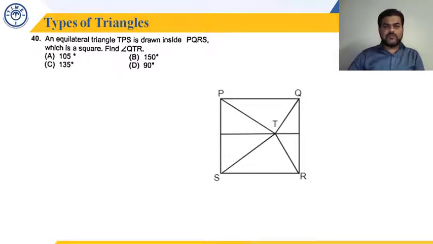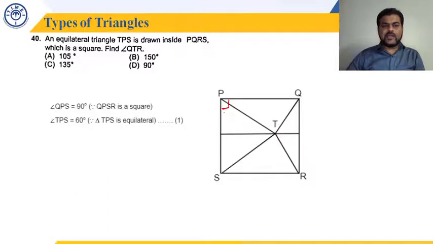Triangle PTS is an equilateral triangle and PQRS is a square. So angle QPS is 90 degree, right? This must be 90 degree because this is a square, so each angle is 90 degree. And angle TPS is 60 degree because it's an equilateral triangle. Similarly, this is also 60 degree. And this entire angle is also 60 degree because it is an equilateral triangle. This complete angle is 90 and this is 60, so therefore this must be 30 degree.